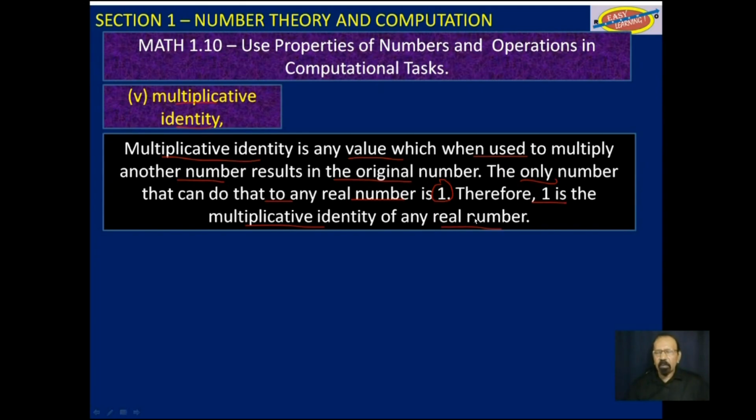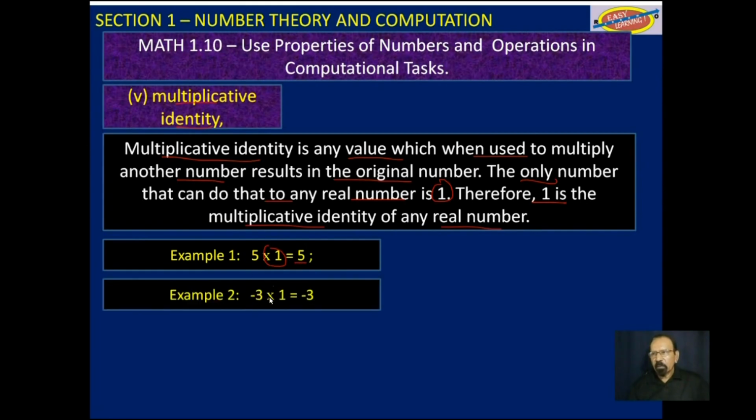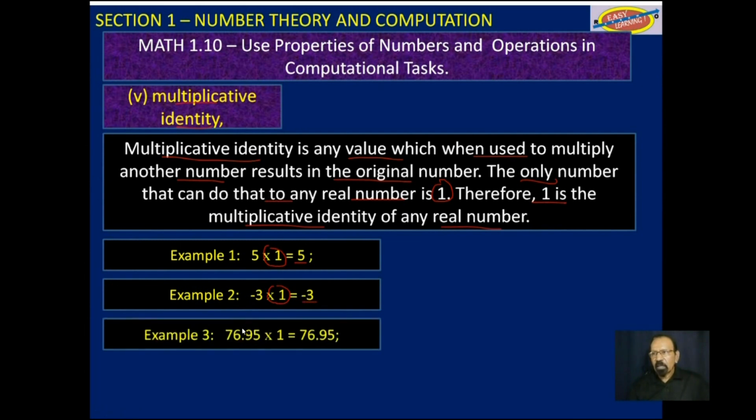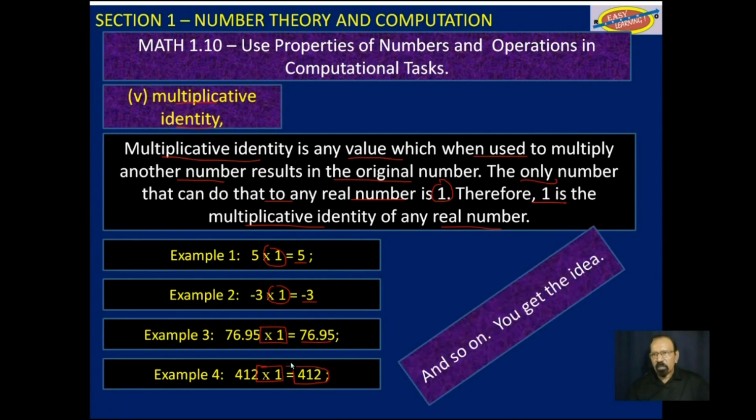Let's look at some examples. 5 multiplied by 1. What do you get? 5. Negative 3 multiplied by 1. What do you get? Get back negative 3. 76.95 multiplied by 1. What do you get? 76.95. Get back the same answer. 412 multiplied by 1. What do you get? 412. And so on. I don't think I need to go on with this. You get the idea.